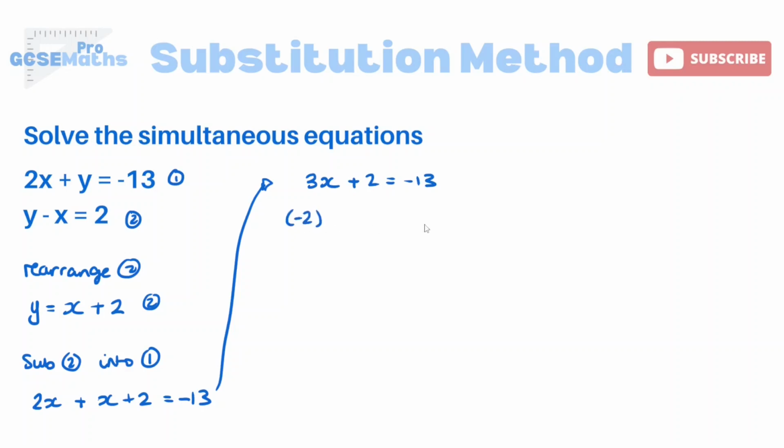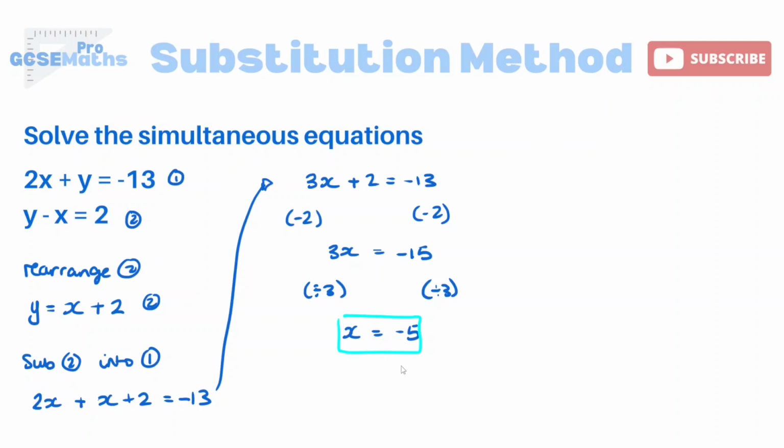So minus 2 on both sides because it's currently plus 2. So 3x equals minus 13, take away another 2 is minus 15. It's going to get more negative. And divide by 3 to get just x. Okay, so minus 15 divided by 3 is minus 5. Perfect, we've got one of the letters. Okay, the hardest bit is the first bit, right? The hardest bit is getting the first letter. Once I've got the first letter, getting the second one is then easy, isn't it?